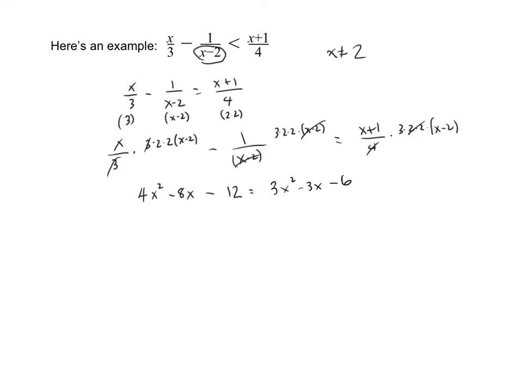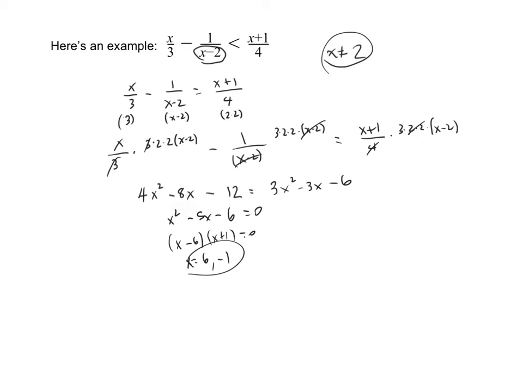This is clearly quadratic, so I'm going to get everything on the same side. Oops, that's a minus 6, not plus 6. Now, I could solve this with the quadratic formula, but it happens to factor. And so x would equal 6, negative 1. So now I've got this excluded value and these two solutions.